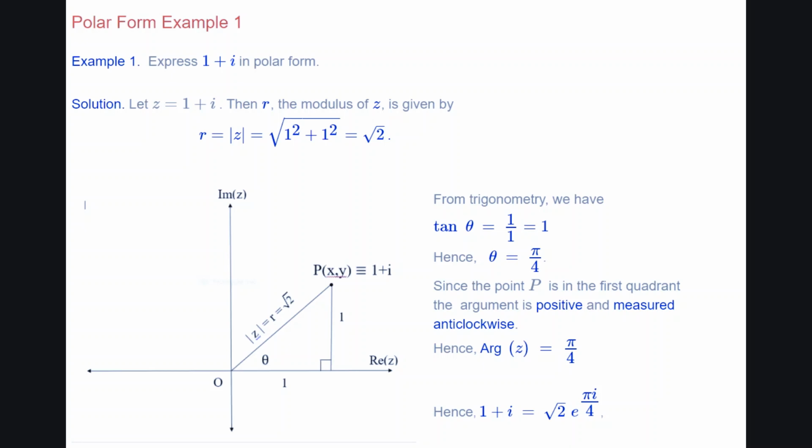And since the point P is in the first quadrant, the argument is positive and it's measured in the anti-clockwise sense. Hence, the argument of z is also pi on 4.